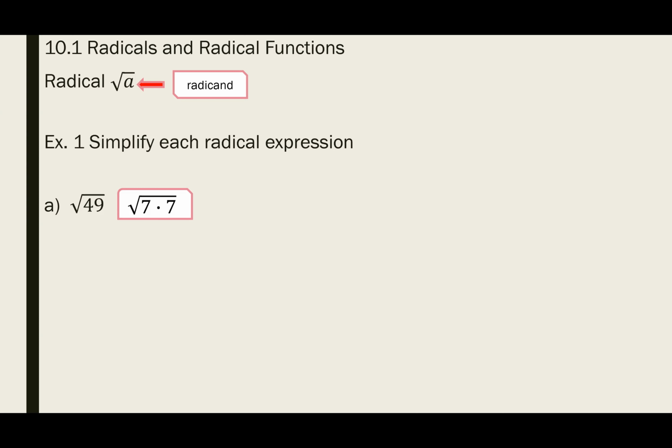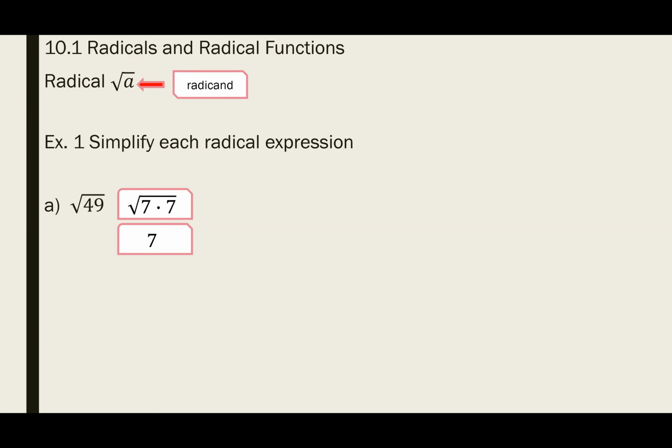So 1 is a perfect square, and 1 times 1 is 1. 4 is a perfect square, 2 times 2. 9 is a perfect square, 3 times 3. And as you can look at this here, 7 times 7 is a perfect square. Once you identify that it's a perfect square underneath the radical, all you need to do is take one of them out. And that is your answer: the square root of 49 is 7. The simplification of the square root of 49 is 7 on the outside.